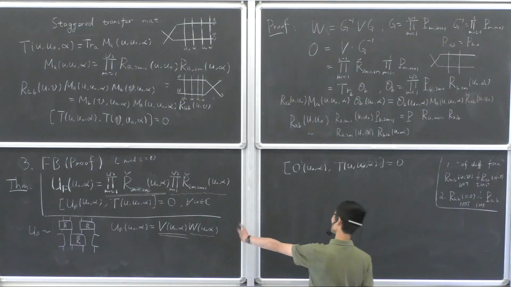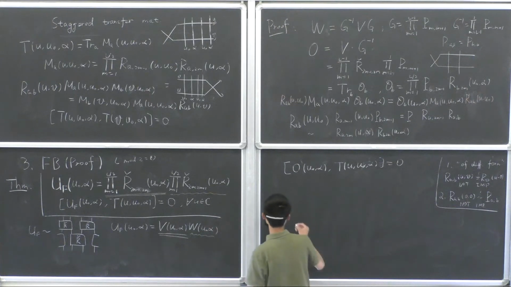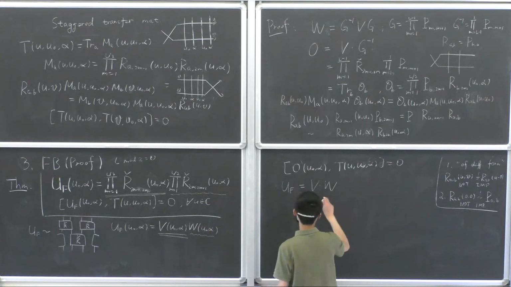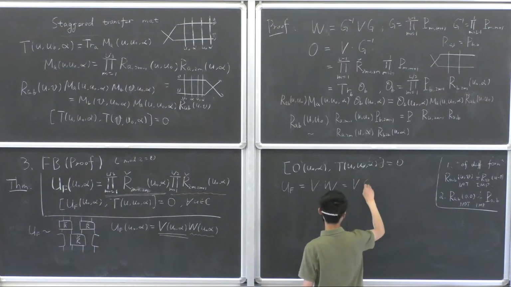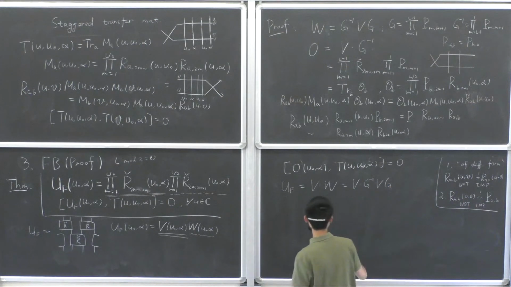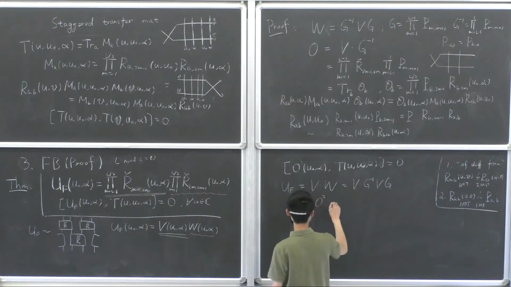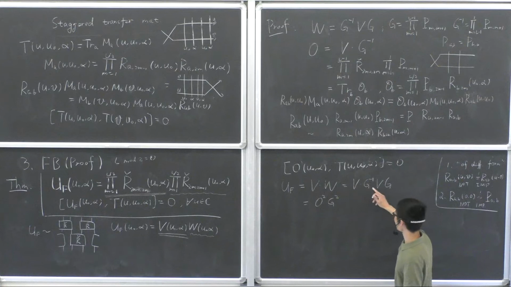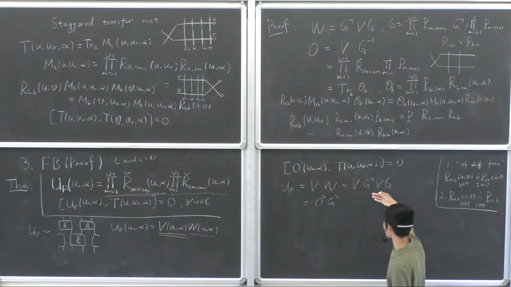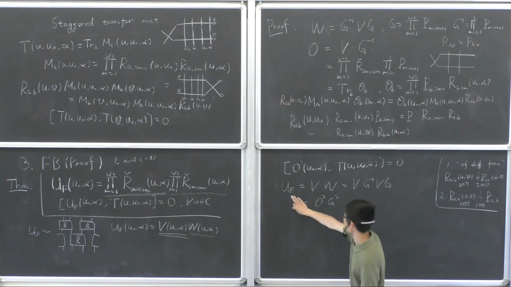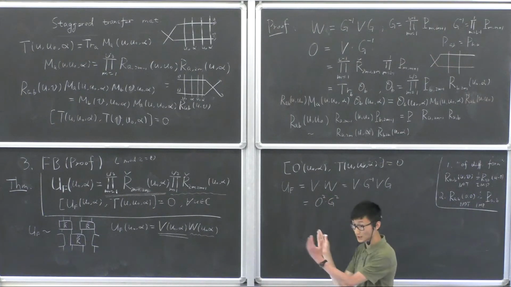But in the end, I really want UF. So how to find UF? Well, we know that UF is V multiplied by W, where W is just the G inverse Vj. And this is essentially just O squared with G squared. This is a very simple manipulation that you can try, and then you will see that the Floquet evolution operator is just O squared multiplied by a translation to the right by 2 sites.